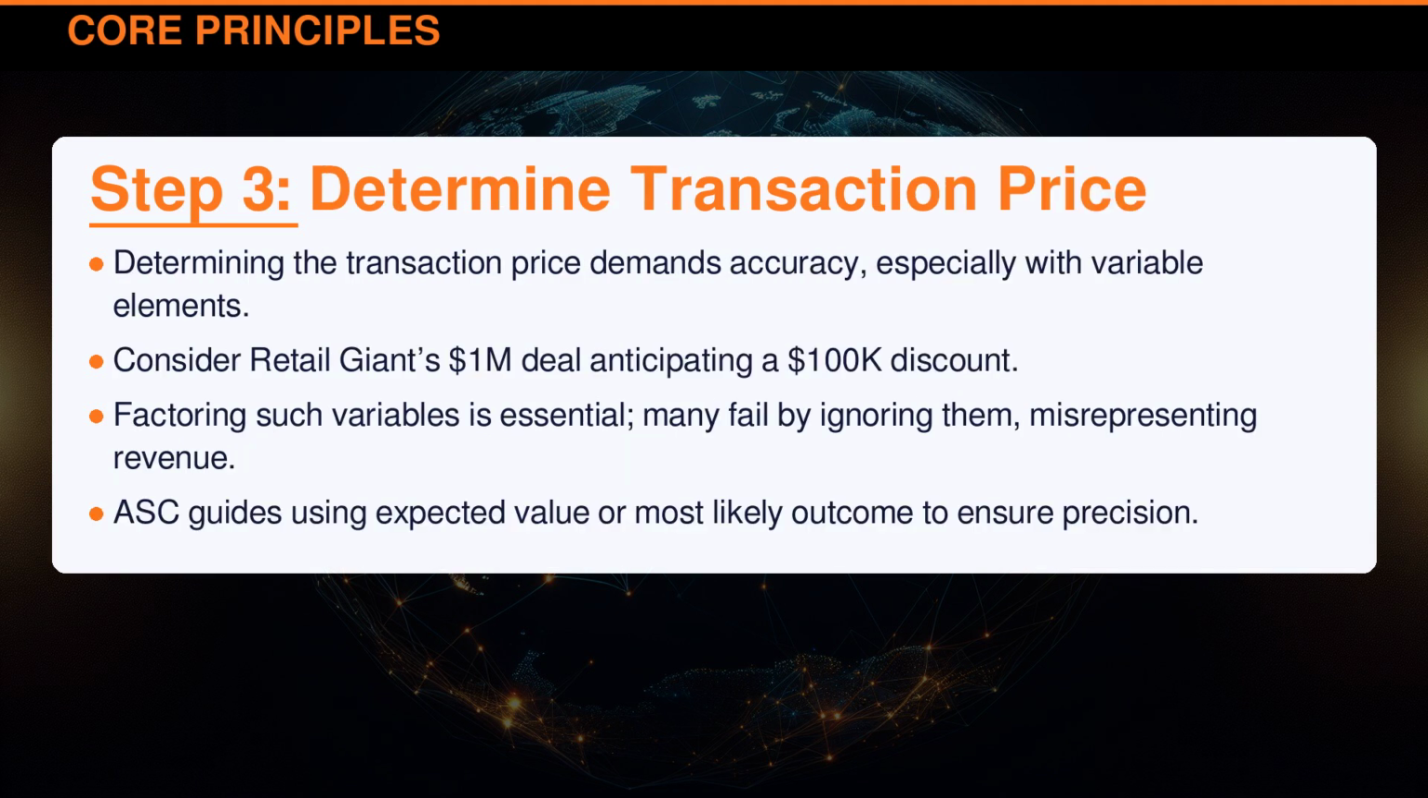Determining the transaction price demands accuracy, especially with variable elements. Consider a retail giant's $1 million deal anticipating a $100,000 discount. Factoring such variables is essential. Many fail by ignoring them, misrepresenting revenue. ASC guides using expected value, or most likely outcome, to ensure precision.